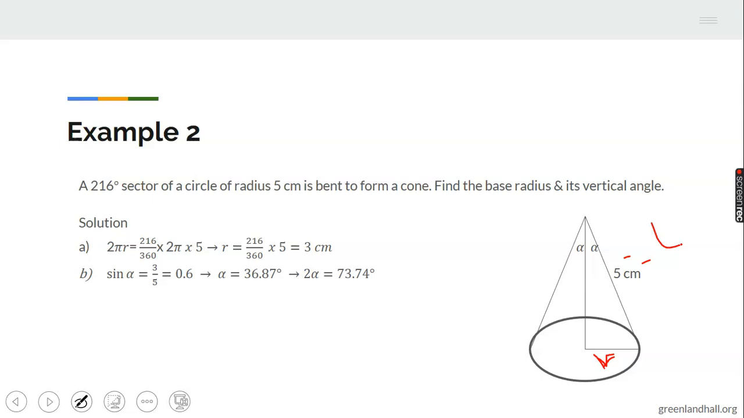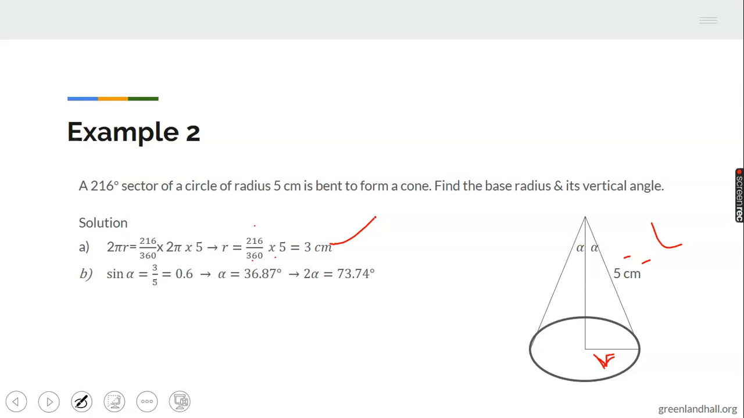So it's a ratio. You can just use it. The angle, that angle, 216 over 360 times the radius. This will give us the base radius here, R, and it is 3 centimeter.